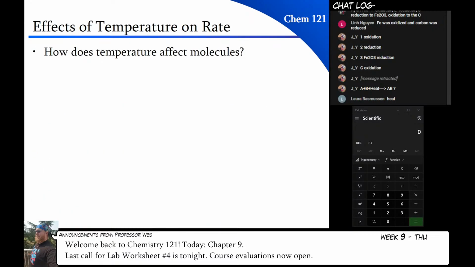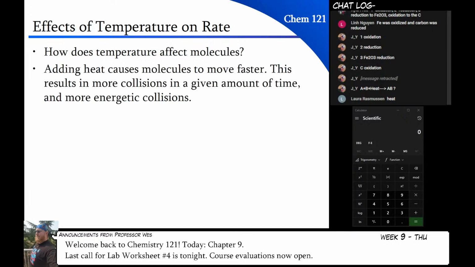Let's talk about temperature. We have talked about temperature a fair amount in Chem 121. We know that temperature is the speed at which molecules move. If objects are moving faster, they have more energy. So adding heat will cause molecules to collide with more energetic collisions as a result. You could think of this as throwing a tennis ball at the wall versus launching it from like a cannon. Which one will do more damage because it has more energy? Well, the one that's launched at a higher velocity, right?